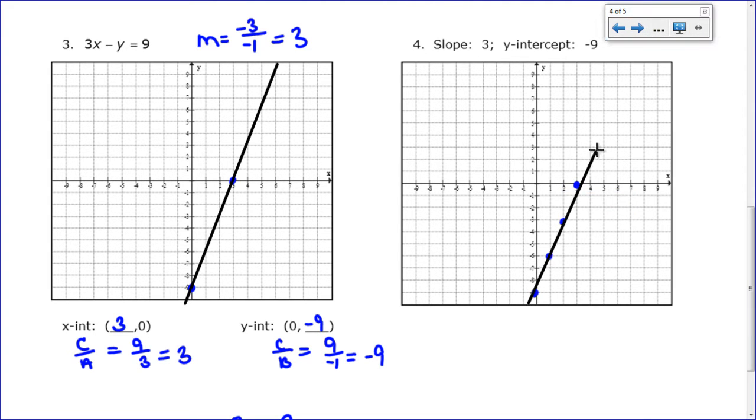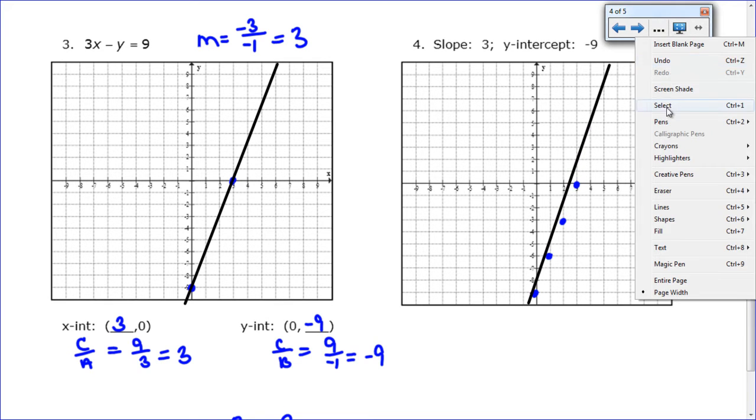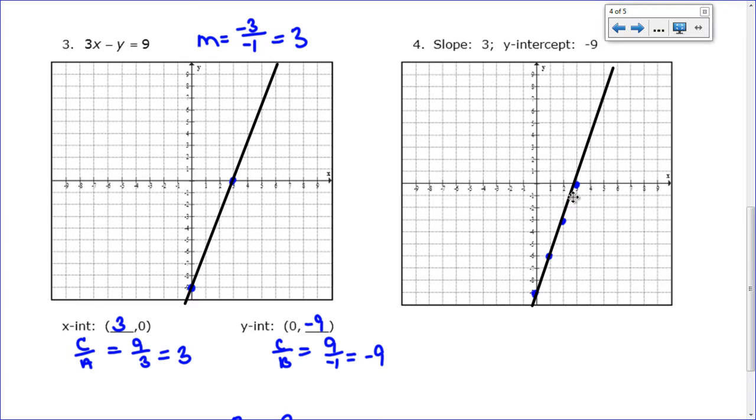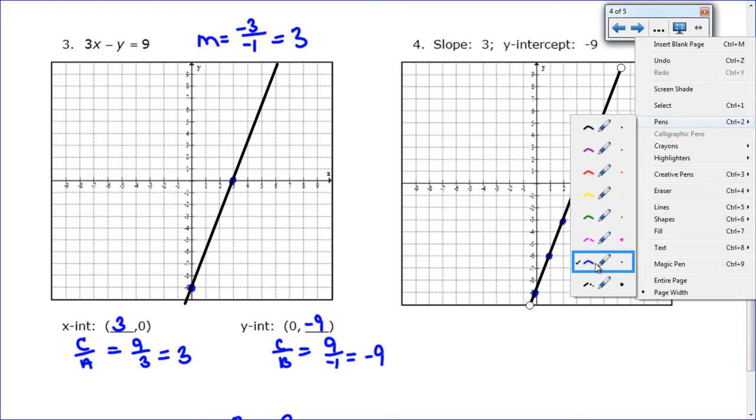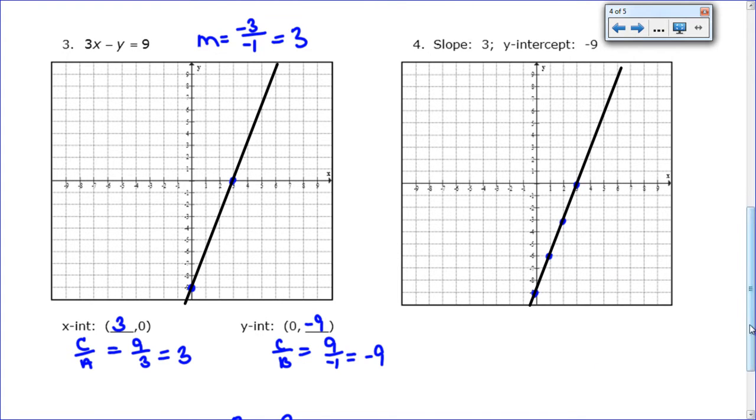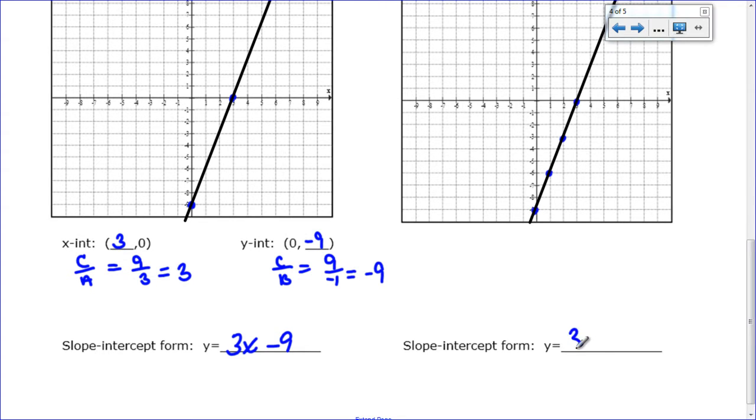The point is that no matter what information you are given, you can always plot it and graph it, and you can end up with the same equation even if you're being given different information. I was given 2 different points, then I was given a point and the slope, and then I was given a slope and the y-intercept, but every single time my equation was still 3x minus 9.